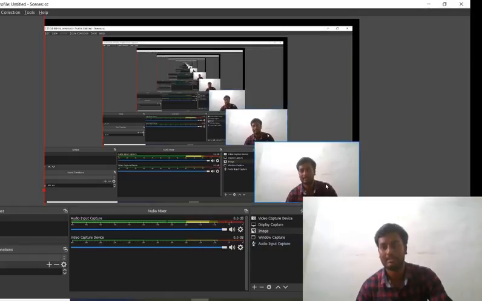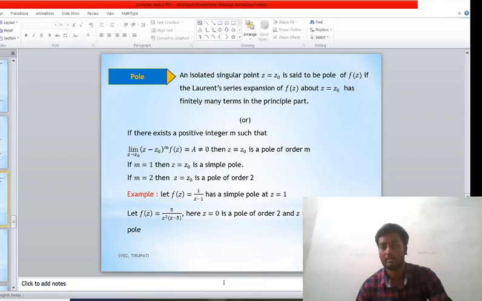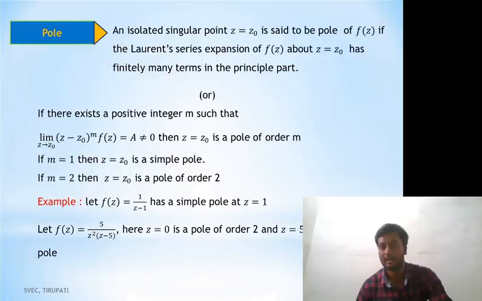Next, essential. A singular point is said to be essential if the negative powers of z are infinite number of terms. Then it is essential singular point. Now coming for pole, an isolated singular point z equal to z naught is said to be pole if in the Laurent series expansion, the negative powers of terms are finite. That means in the Laurent series expansion, it has only finite number of terms in the principal part.